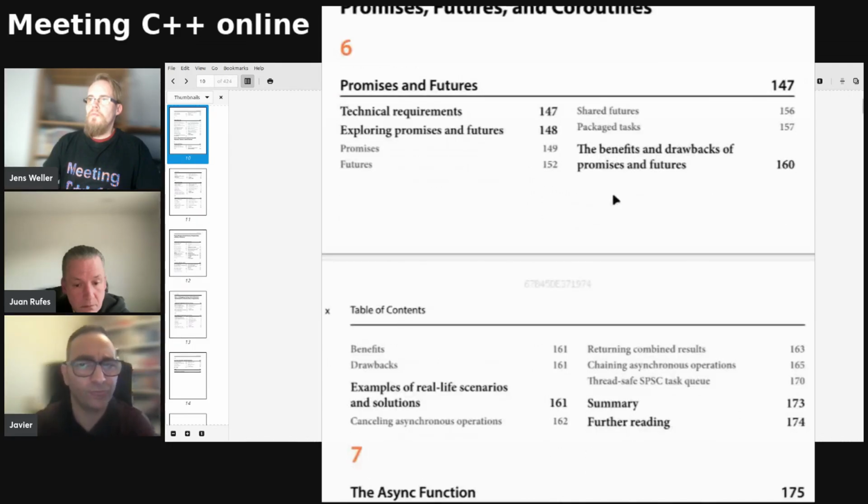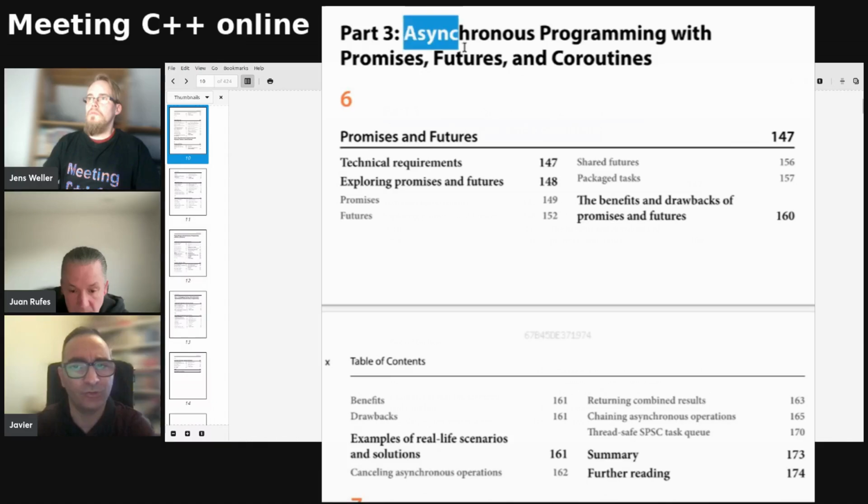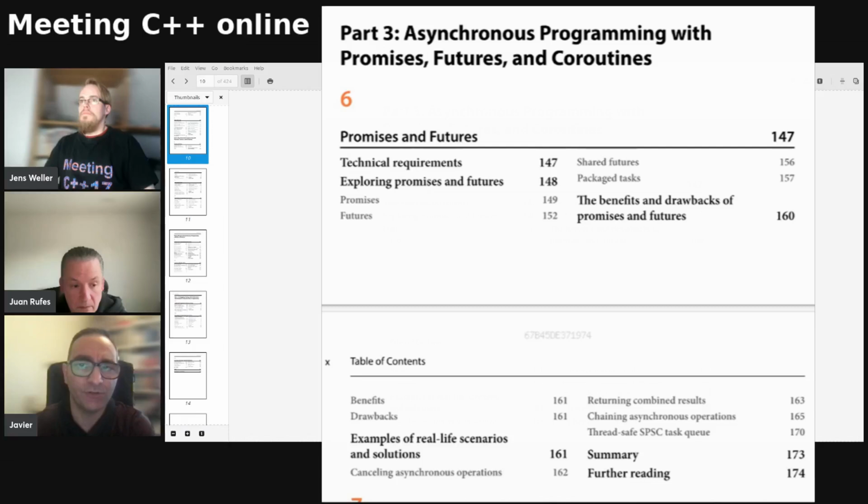Yes, so this chapter 6 is the first of the third part, where we enter into the asynchronous world. Before we were talking about multi-threading, now we go to asynchronous programming. Promises and futures are a way to generate an expectation on a result, and the future is where you will get that result when it's ready.